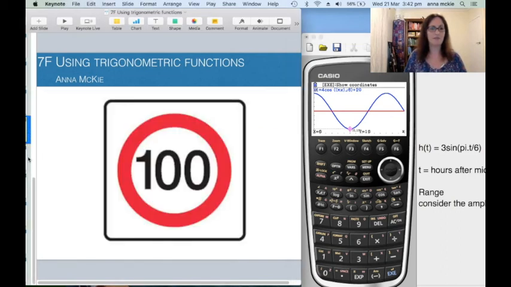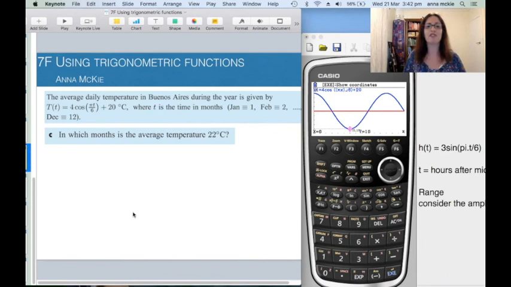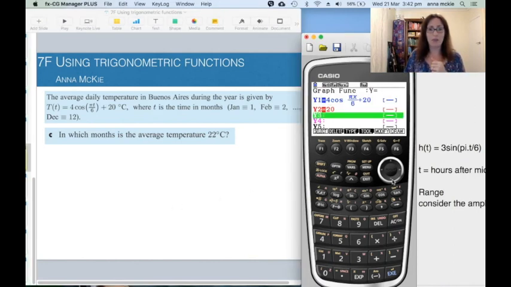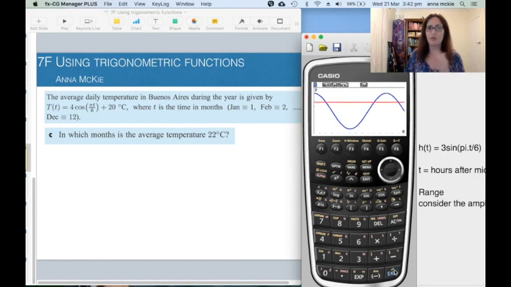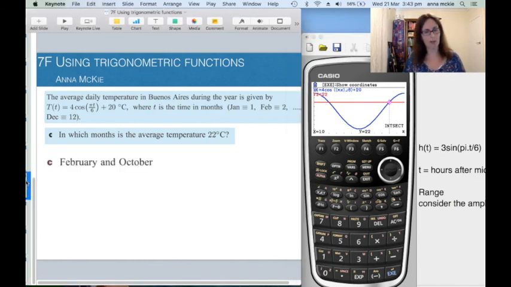And then part C, in which months is the average temperature 22 degrees? So now temperature is 22. Is that our X or Y value? That's our Y value. My advice, graph 22. What if it happens more than once? It does. In which months is it 22? Now just remember my view window there, I've extended, so I should come back to the domain of 12 for 12 months. Now there's 2 intersection points. So let's find those. The first one is that X is equal to 2, which is the second month, February. And the next X value is 10, and the 10th month is October. So there are answers there.